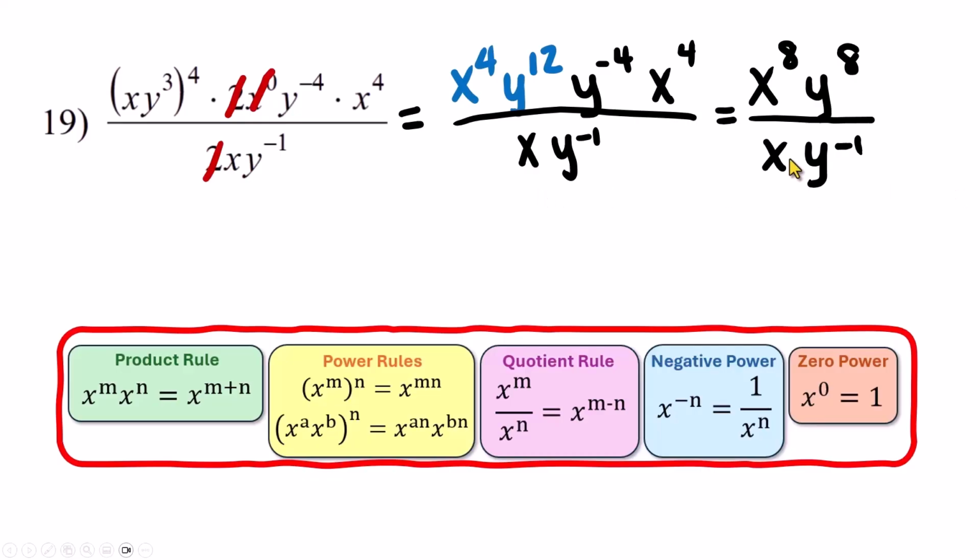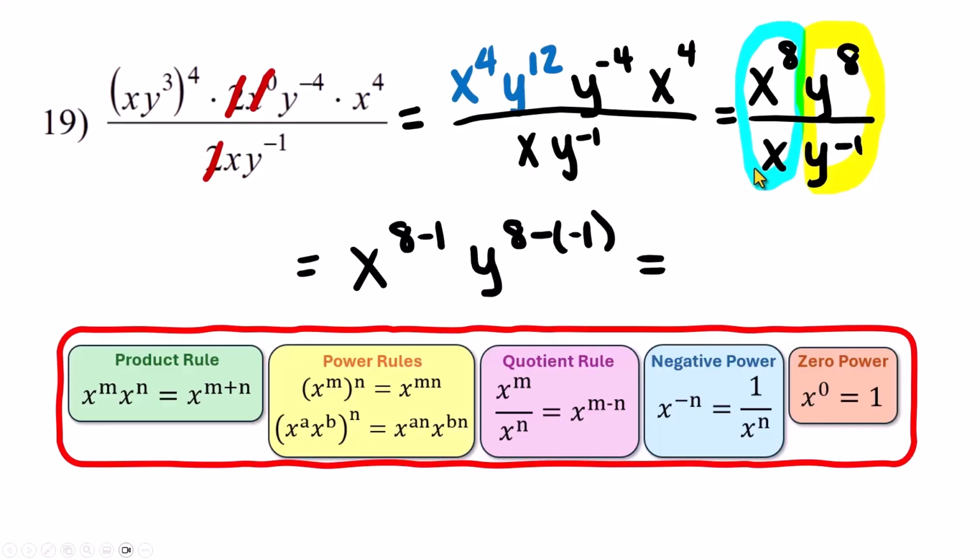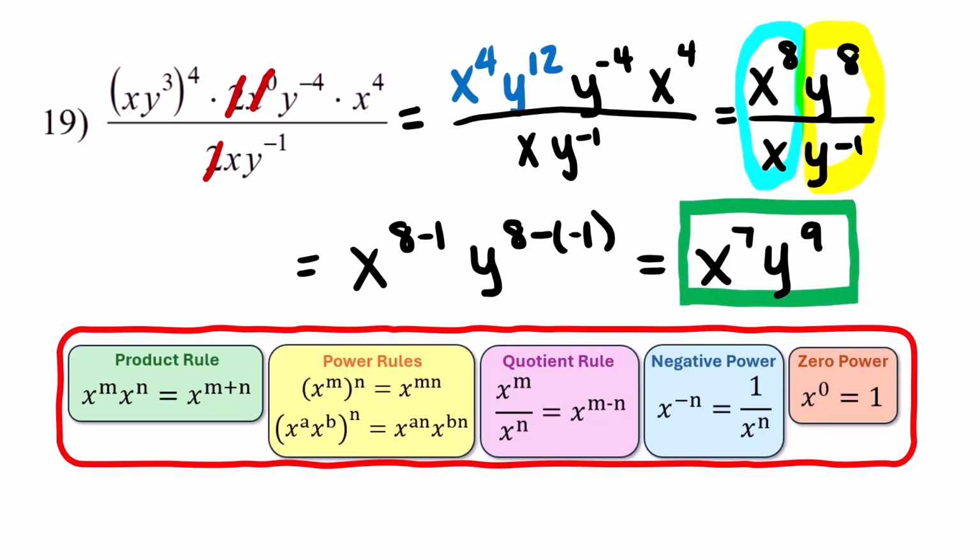On the bottom, just recopied it. Okay, now deal with the x's separately and the y's separately. I have x to the 8 minus 1 because x has an exponent of 1, and y to the 8 minus a negative 1. Be real careful here. You can see a sign mistake could happen. And then I write the final answer: x to the 7th, y to the 9th, put a box on it, and you just finished that problem. If you did that by yourself, congrats.